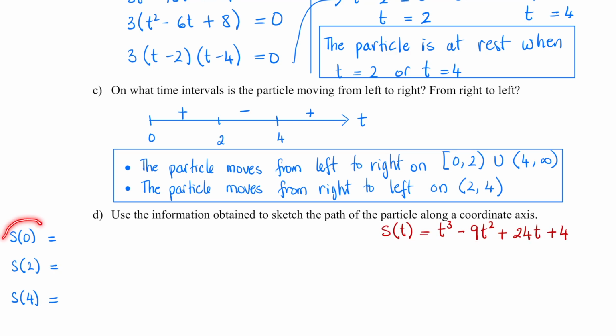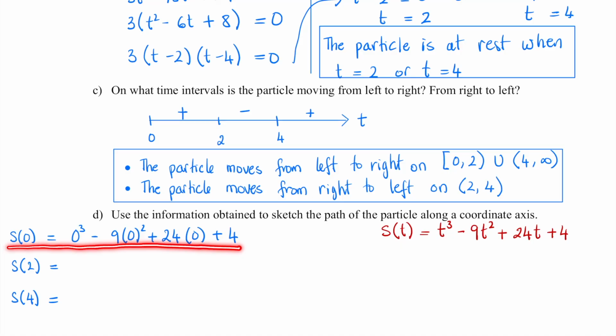First, we need to find the position at t equals 0. Remember, our position function is s of t equals t to the third minus 9t squared plus 24t plus 4. Now, substitute t equals 0. We get s of 0 equals 0 to the third minus 9 times 0 squared plus 24 times 0 plus 4. That simplifies to 4. So the particle starts at the position 4 on the coordinate axis.